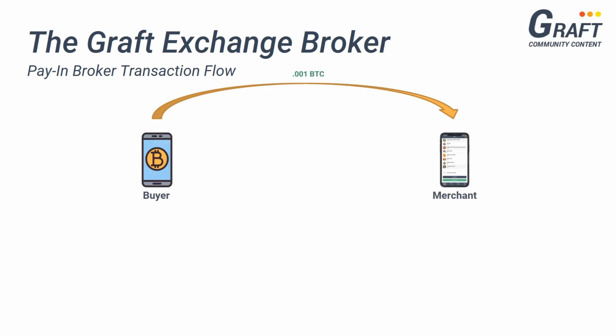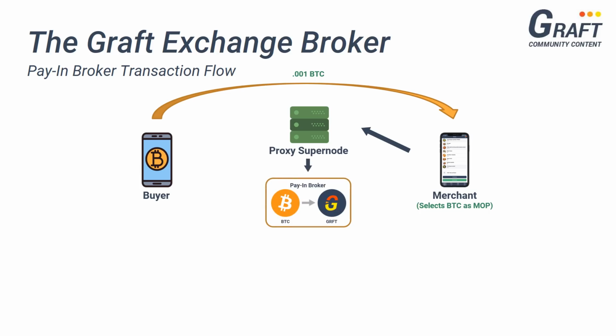When a buyer wishes to make a payment using a cryptocurrency like Bitcoin, for example, the merchant will first have to select Bitcoin as the method of payment on their Graft point-of-sale app or their Graft-enabled point-of-sale terminal. The transaction request will quickly be sent over to a proxy supernode, which will then select a Bitcoin pay-in broker from a list of available brokers.